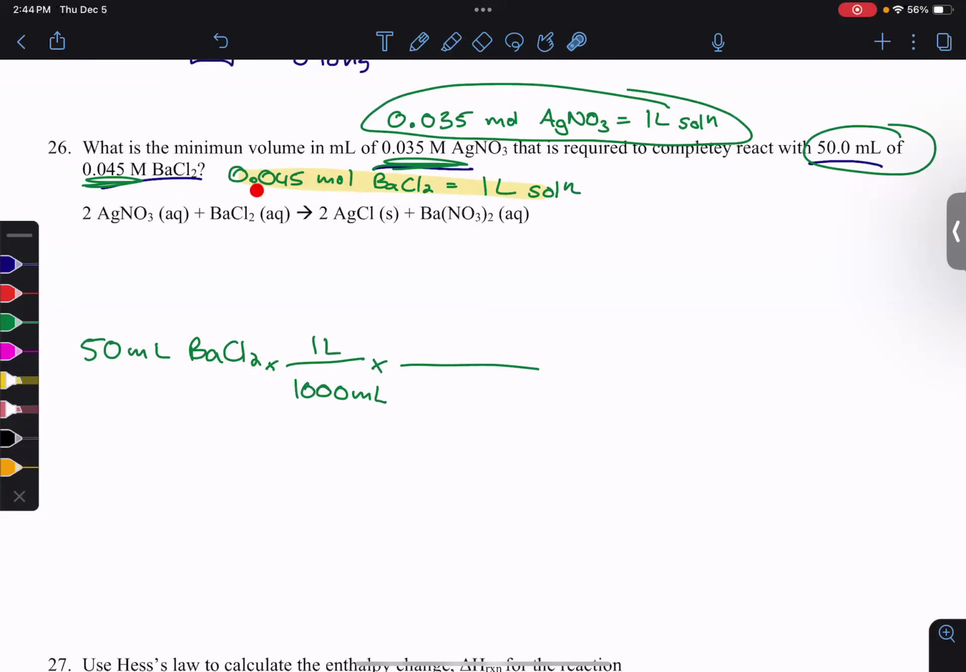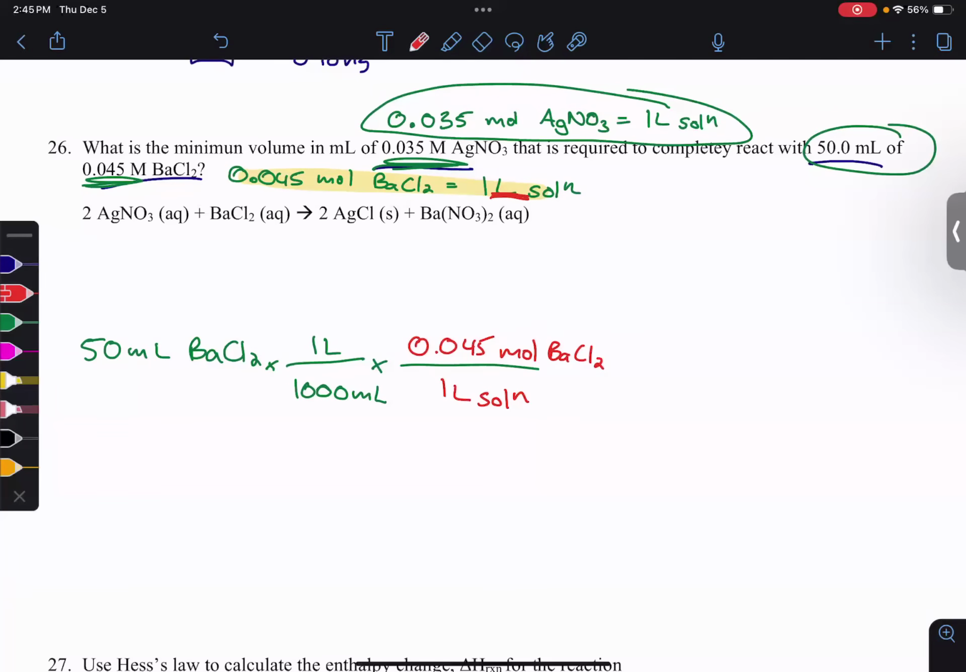Okay, now the hard part. Where am I going to put the 0.045? On the top or the bottom? On the top. Why? Because I want to put the liter part on the bottom and put the 0.045 moles of the solute on top. Okay, so if we finished right now, we would be in the unit of moles of barium chloride. Why do we love the unit moles? Because now it allows us to use the coefficients in the balanced chemical equation.